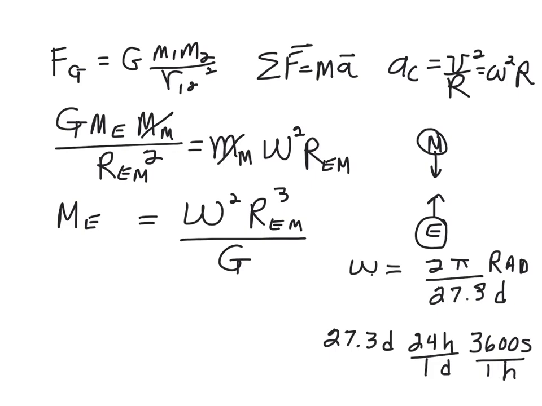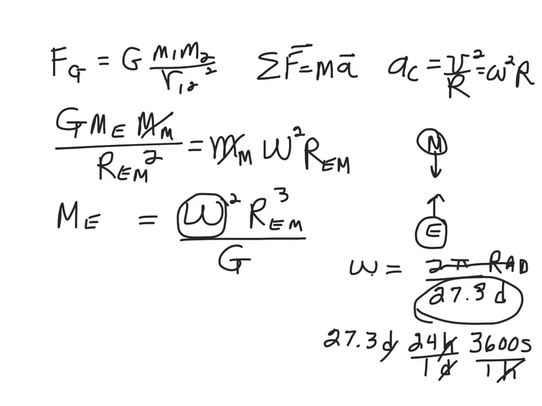So omega is 1 cycle, 2 pi radians, over 27.3 days. So you got to convert the days to seconds, right? Remember how to do this, practice this. 27.3 days, 24 hours in 1 day, 3,600 seconds in 1 hour. And so that converts days to seconds. That number will go there, 2 pi on top. That number will go there.